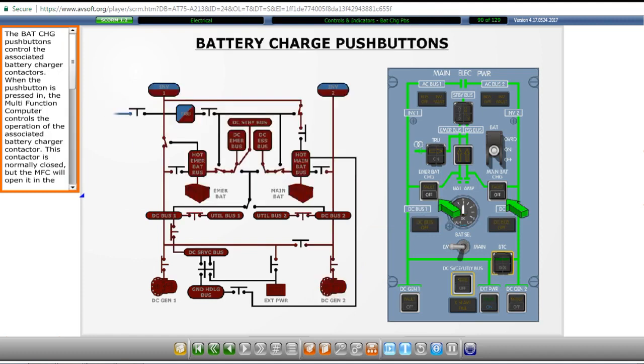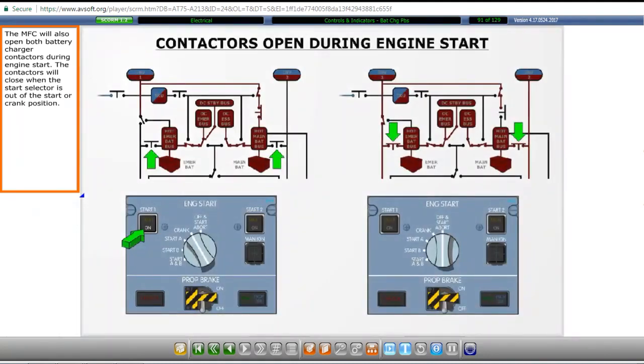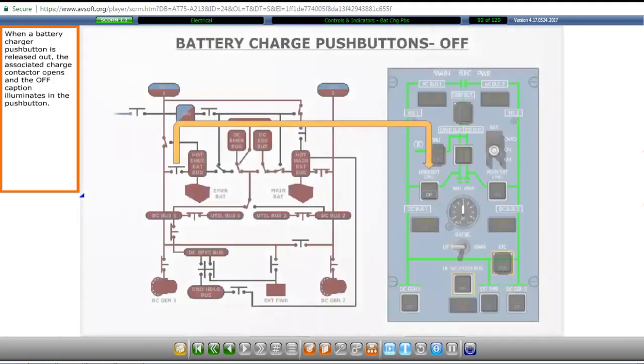The battery charge push buttons control the associated battery charger contactors. When the push button is pressed in, the multifunction computer controls the operation of the associated battery charger contactor. This contactor is normally closed, but the multifunction computer will open it in the event it detects a thermal runaway of the battery. It will also open a battery charge contactor if the associated DC main bus voltage is less than 25 volts, or if the main battery switch is in the override position. The multifunction computer will also open both battery charger contactors during engine start. The contactors will close when the start selector is out of the start or crank position.